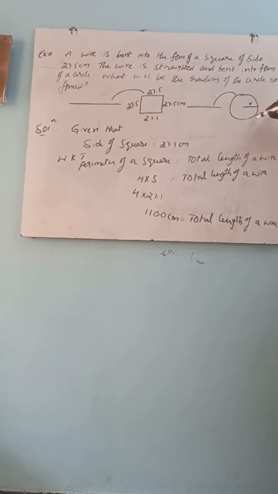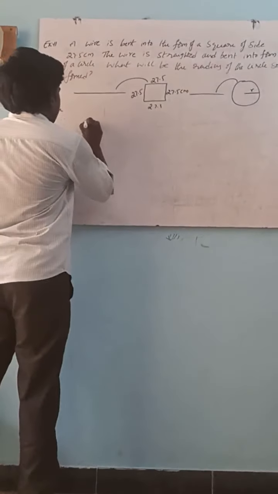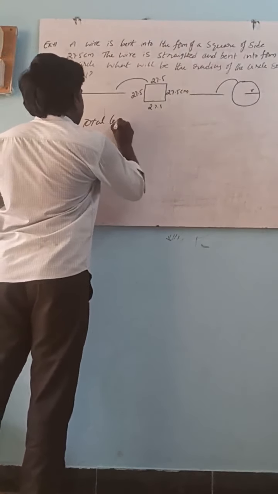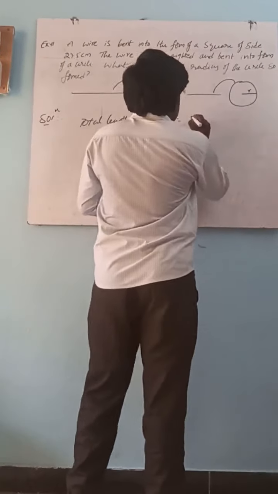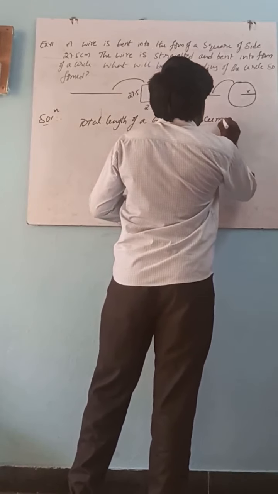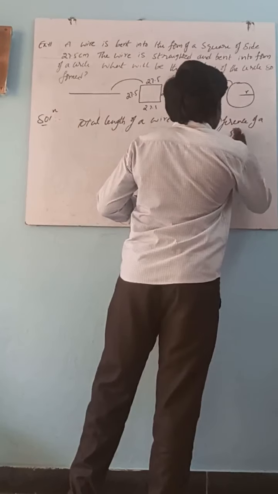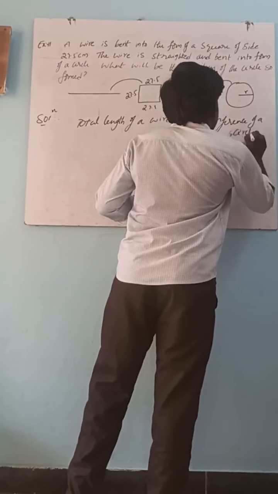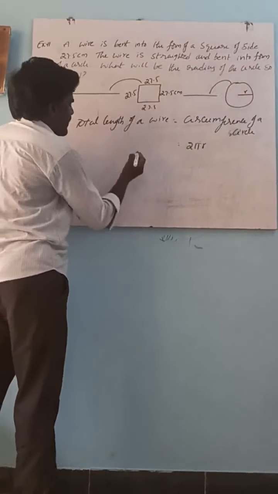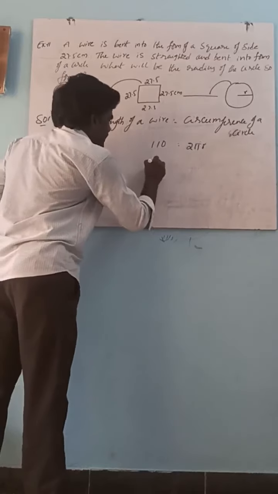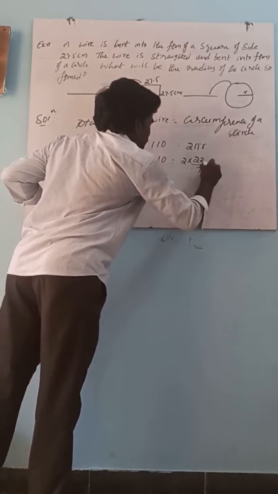So what is the circumference of a circle formula? 2 pi r. So the total length of the wire is equal to the circumference of a circle. The total length of the wire is how much? 110. So 110 is equal to 2 into pi, which is 22 by 7, into r.